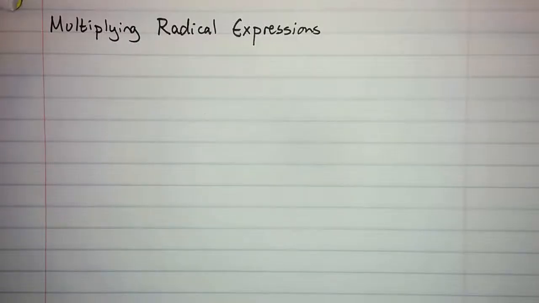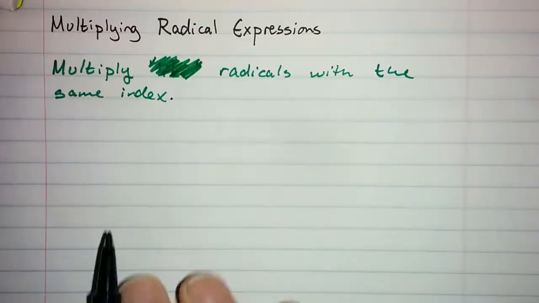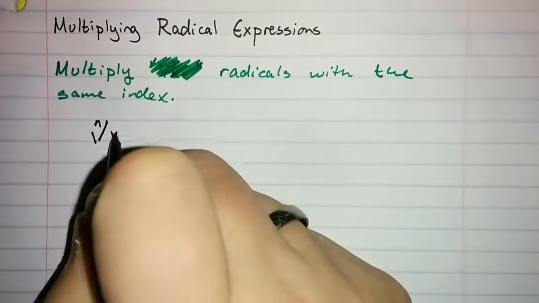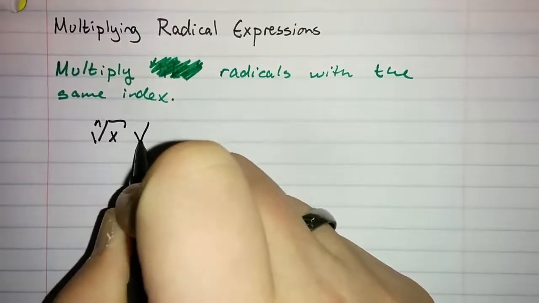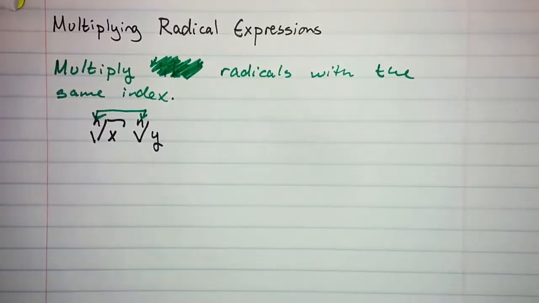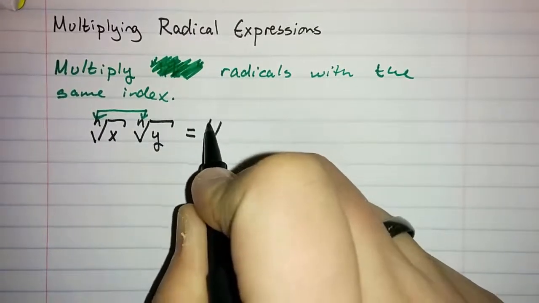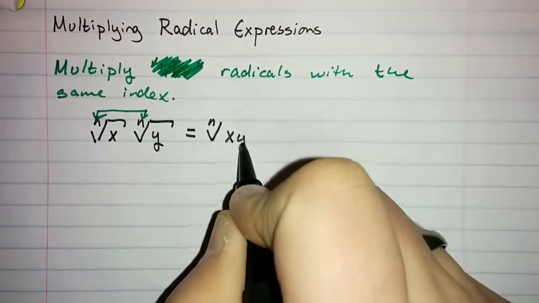The first thing we need to note when we're thinking about performing arithmetic on radical expressions is that we are allowed to multiply in the same way that we did with square roots. That is, if we have the nth root of x times the nth root of y, and these are the same n, then we get the nth root of x times y.